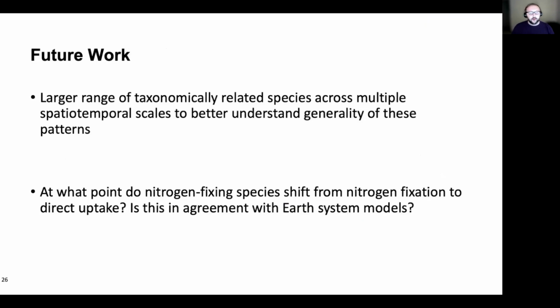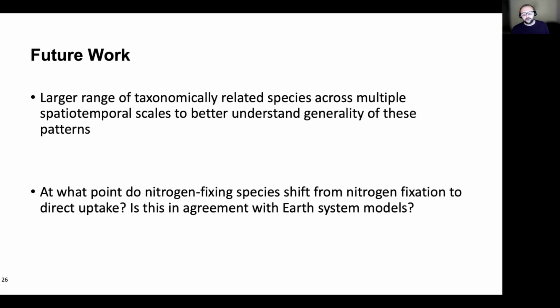So I think it's important to note here that we did not compare carbon costs to acquire nitrogen between species. This is because cotton and soybean are not phylogenetically related. And because we used one nitrogen fixing species and one non-nitrogen fixing species, we are extremely limited in our ability to extrapolate these patterns to all nitrogen fixing or non-nitrogen fixing species. So a simple solution for this is for future work to use a larger range of taxonomically related species to determine how generalizable these patterns are.